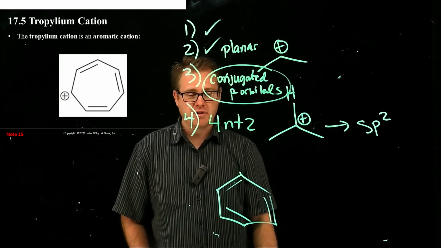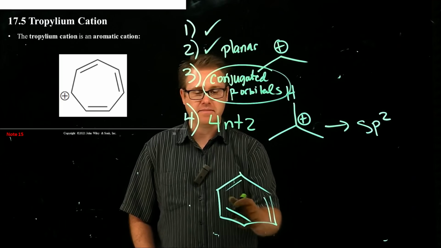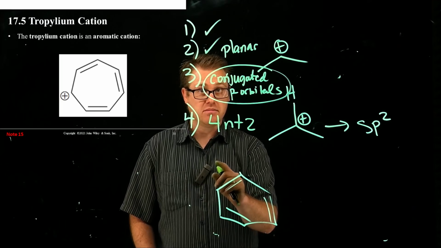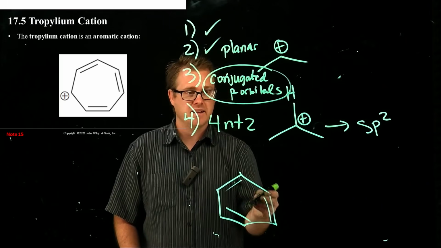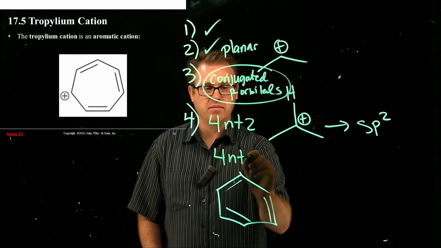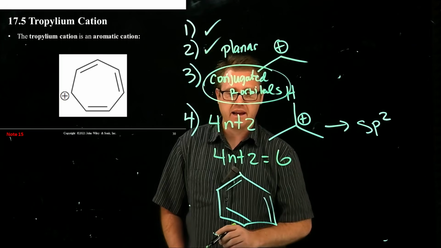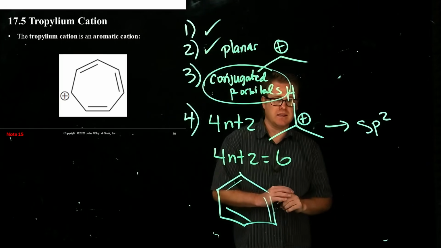How many pi electrons are in the tropylium cation? There's 3 double bonds, so that means that there's 6 electrons. So 4n plus 2 equals 6 pi electrons. Isn't that cool?